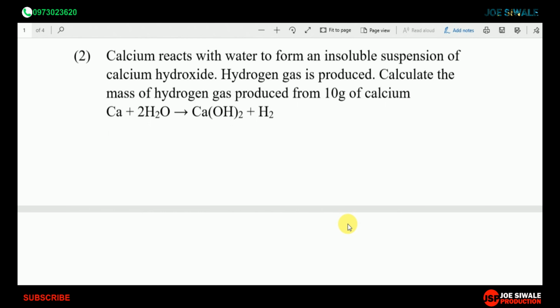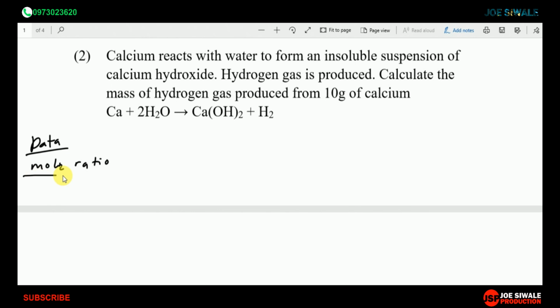Question 2 reads, calcium reacts with water to form an insoluble suspension of calcium hydroxide. Hydrogen gas is produced. Calculate the mass of hydrogen gas produced from 10 grams of calcium. So we already have our balanced chemical equation. The first thing that we're going to do is to collect our data. And from our data, we're going to find first the mole ratio. That's the first thing that you're supposed to find, the mole ratio.